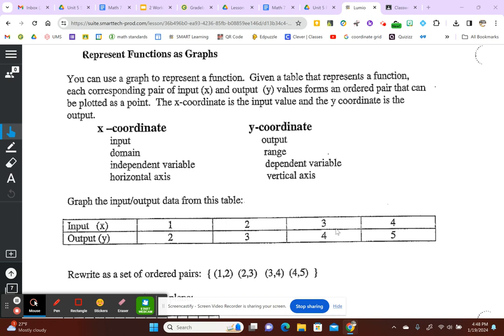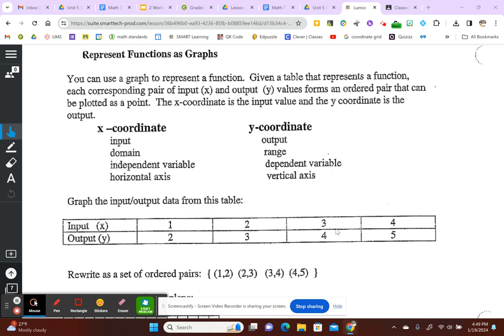And other terms, when we think about the x coordinate besides input, is domain, because the set of all x values is your domain. Your x coordinate is your independent variable, and it goes on the horizontal axis. Your y coordinate is associated with the output value, the range. It's your dependent variable, and it goes on the vertical axis.